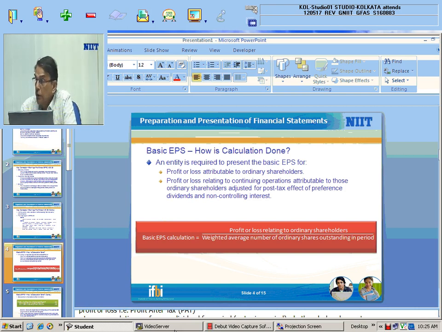For non-cumulative preference dividend, if it is only declared, then it will be subtracted. If it is not declared, it will not be subtracted. And other adjustments relating to preference shares will be made and divided by the weighted average of the ordinary shares issued and outstanding during the accounting period.